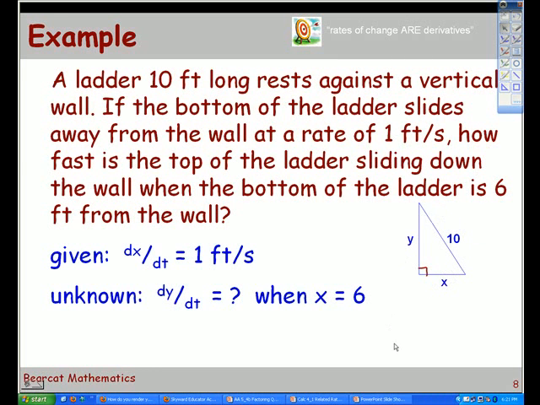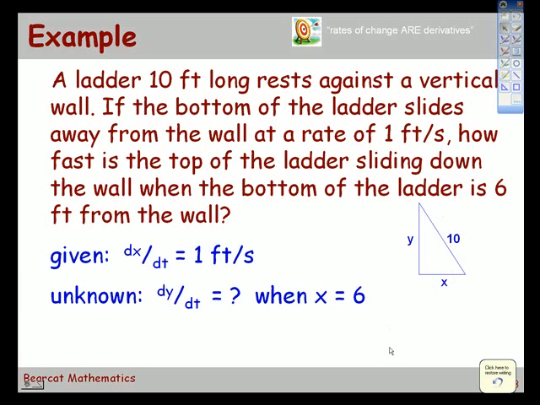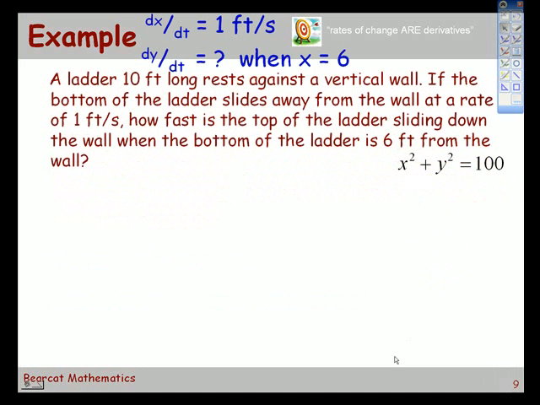Once I realize that I'm dealing with a right triangle, I can go ahead and use some Pythagoras. So I know x squared plus y squared equals 100. Again, let's go to the next slide where we have room to work. I need to find dy/dt, so that involves taking a derivative.